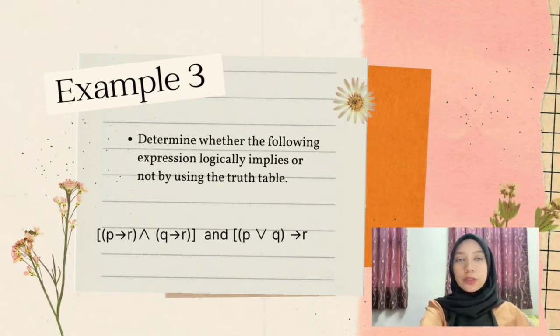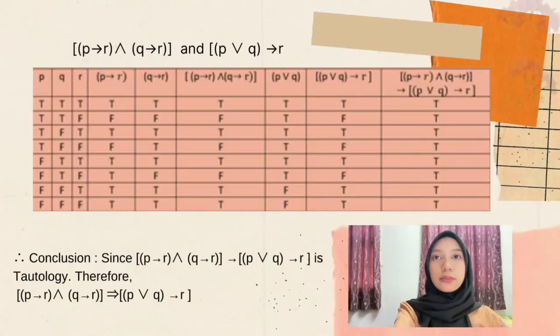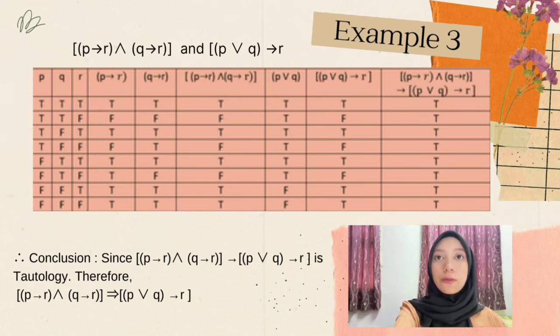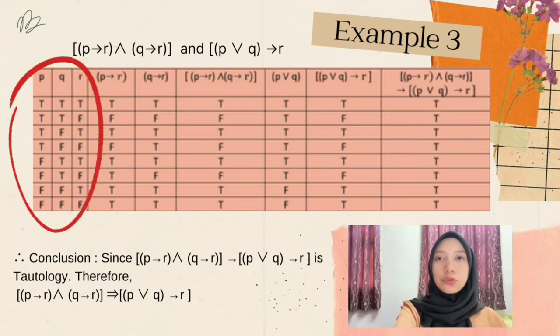For example 3, determine whether the following expression logically implies or not by using the truth table: (P implies R) and (Q implies R) versus (P or Q) implies R. The table has P, Q, R. For P, it will be true, true, true, true, false, false, false, false. Q: true, true, false, false, true, true, false, false. And R: true, false, true, false, true, false, true, false.